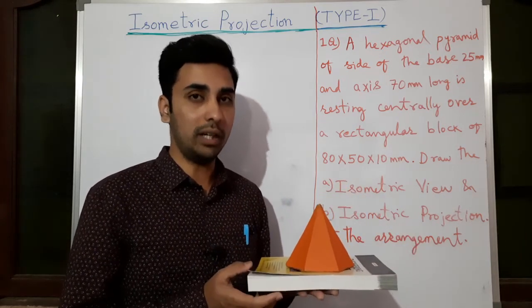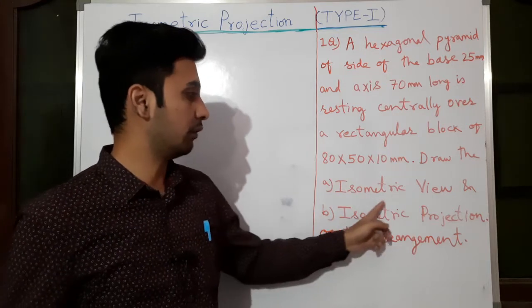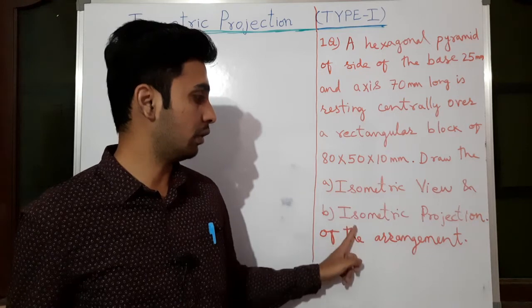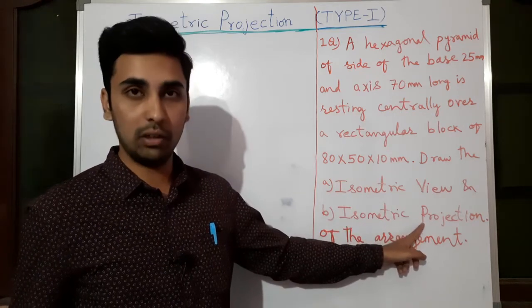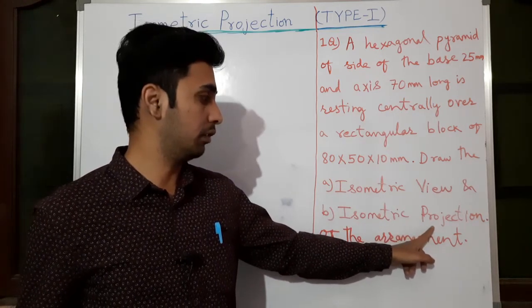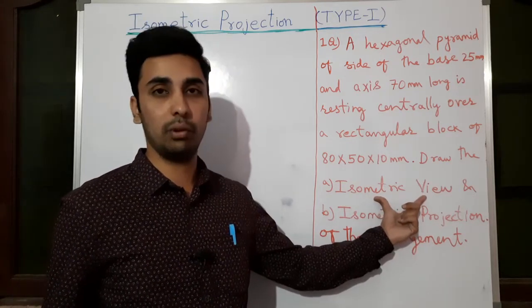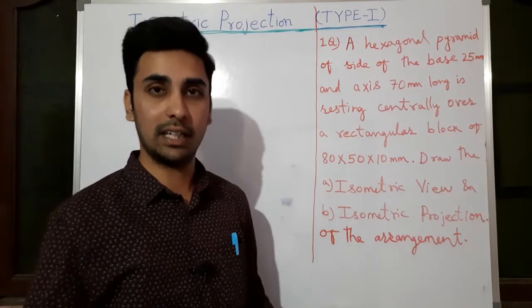For this arrangement we need to draw the isometric view or isometric projection. What is meant by isometric view and what is meant by isometric projection, I will tell you just before the end of the problem. First we will start the problem with the isometric view, that is the first bit. Okay, let us start the problem.